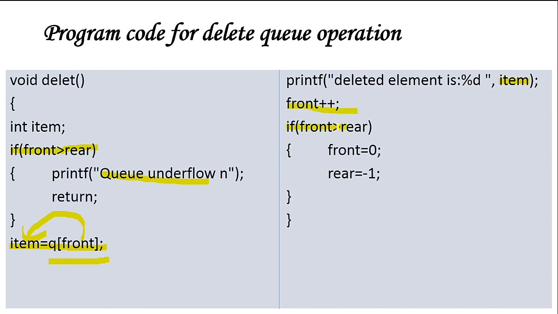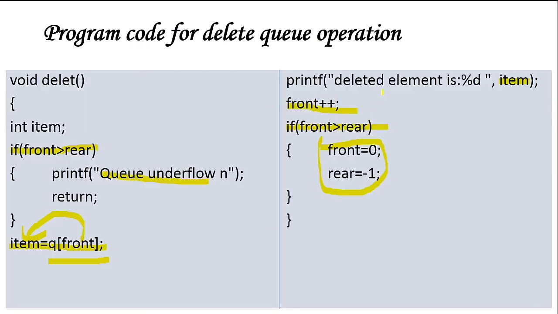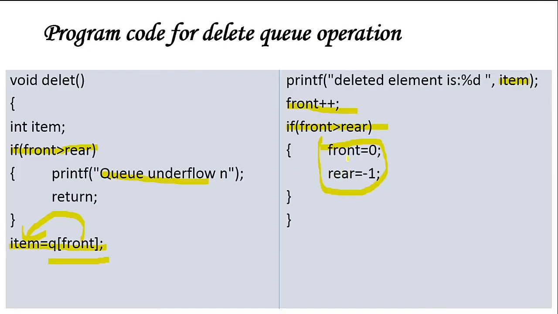If front is greater than rear, then make it the initial condition. So this is how we have done here also. Whatever is there in queue of front will be deleted, increment front by 1. So the same operation we have done over here. When you reach the last position, when front is greater than rear, make front equal to 0 and rear equal to -1.